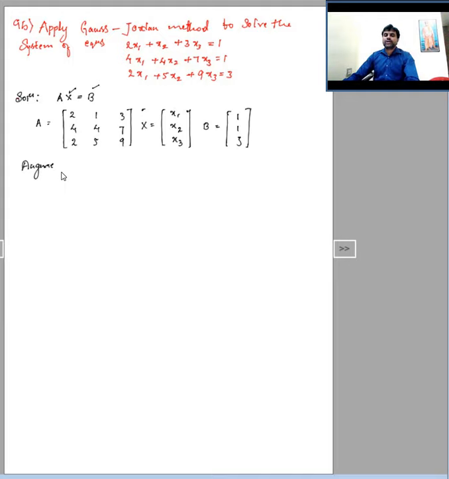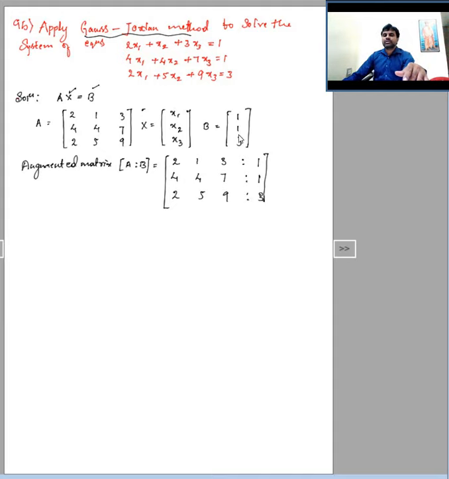Now I am going to write an augmented matrix. What is an augmented matrix? It is A augmented with B. So what is the Gauss-Jordan method? Reduce that augmented matrix to a diagonal matrix. The augmented matrix should be reduced to a diagonal matrix using only elementary row operations. Now consider the augmented matrix A augmented with B. You know what A is, what B is. Note that down.